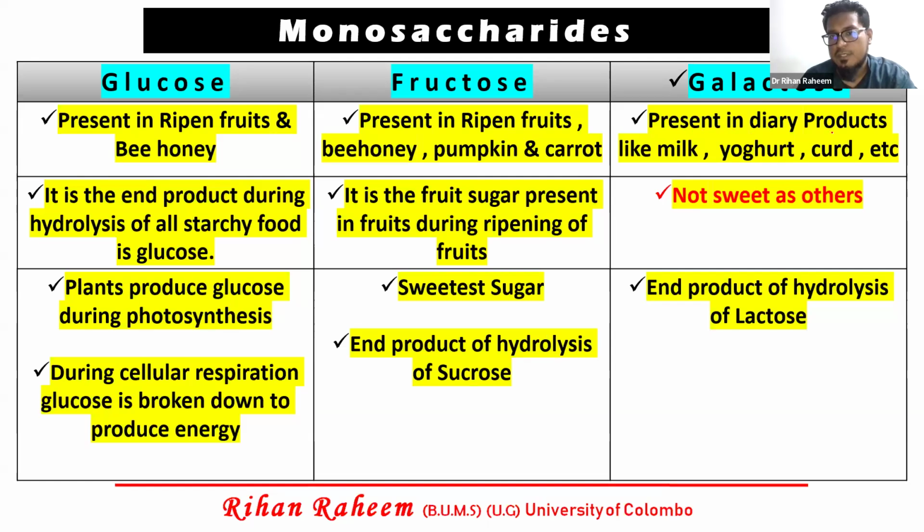Then galactose is present in dairy products, mainly milk. From milk they make yogurt and curd. So galactose is present in milk, mammalian milk. You all know mammals give milk, no? Reptiles and fish don't give milk. Only mammals give milk. Cow's milk and goat's milk are the most famous ones. We make milk powder, milk packets, and yogurt from cow's milk.